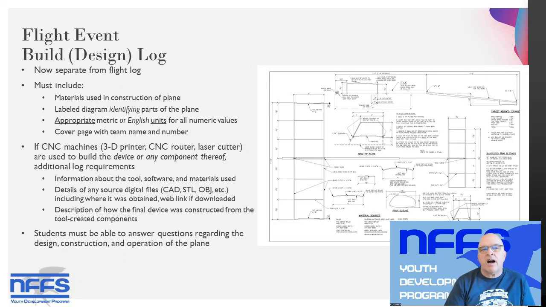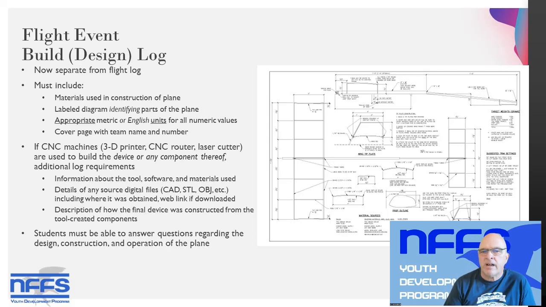The next log is your build or design log. This is now separate from the flight log. It's judged separately, and it's worth a 10% penalty if it's not included, and a 5% penalty if it's incomplete. It must include the materials used in the construction of the plane. A list would be fine. A labeled diagram identifying the parts of the plane. It no longer says the parts and the function, but just identifying the parts.